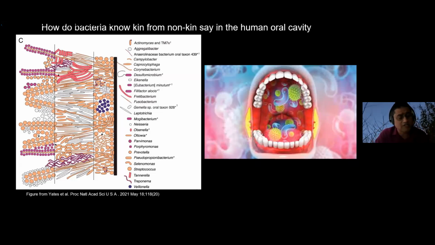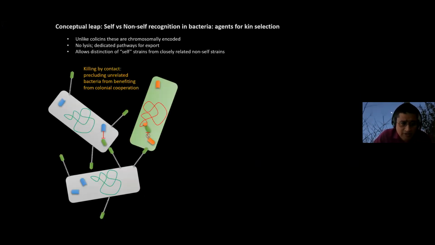So one of the big questions that we had in the lab that I work in is that if that is so, then how do bacteria know each other? That is, how does a bacterium know that this other bacterium that is touching me is similar to me or not? So this was done entirely computationally.